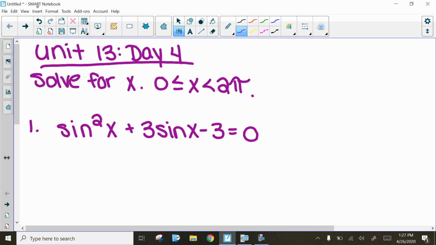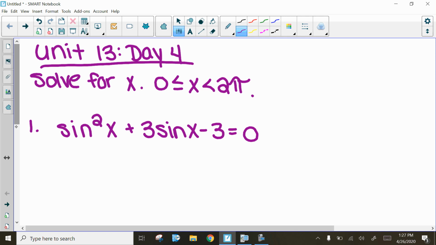So this is our last lesson for unit 13. I know I said day 3, but day 3 was just practice day. So we're going to go right into day 4 and last day lesson, still solving for x, still in radians, and still have the same restriction that we're between 0 and 2 pi, and we can only equal 0.